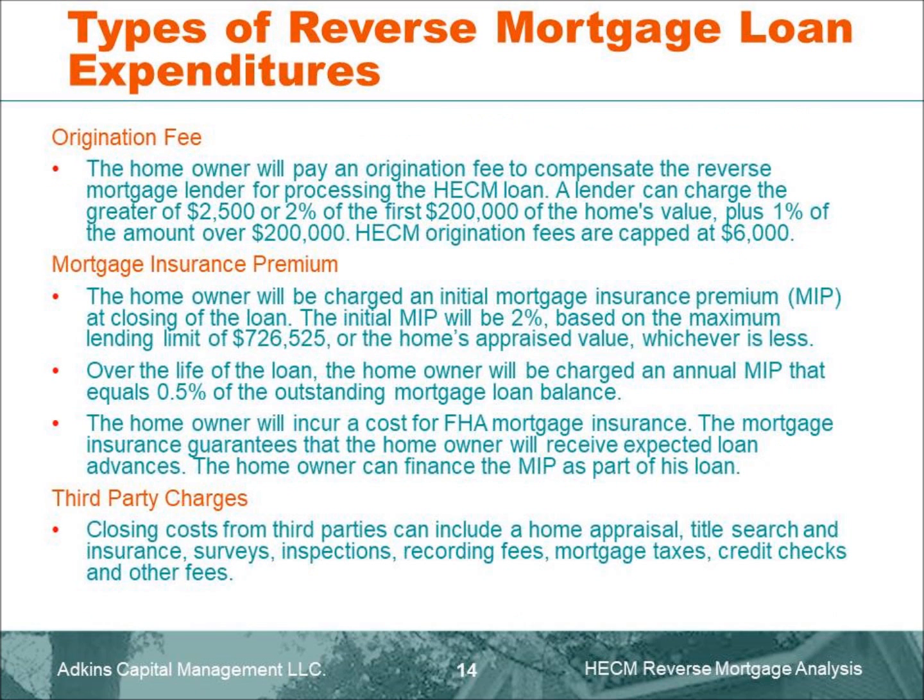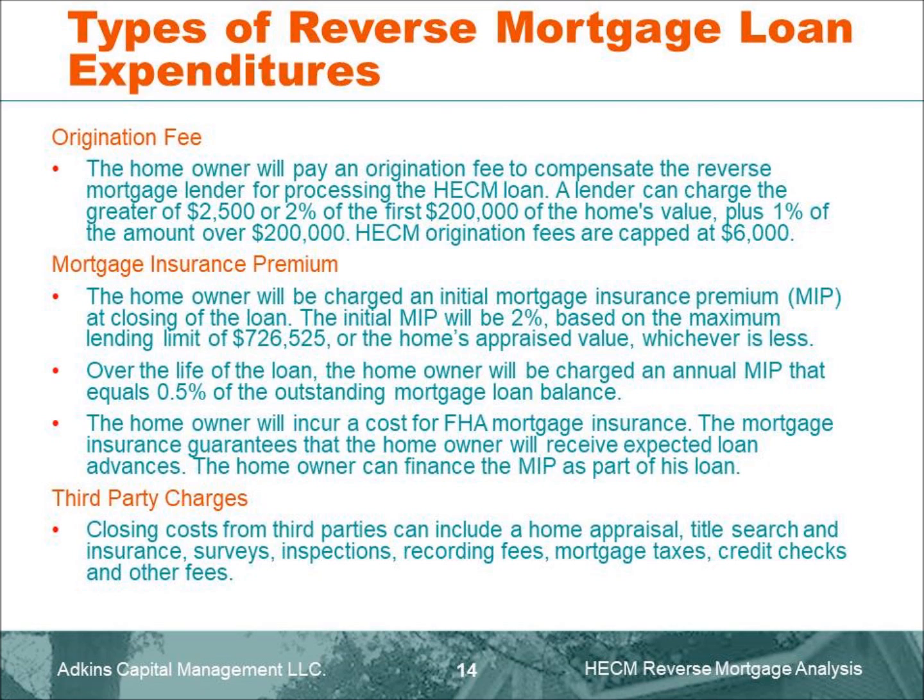The first type of reverse mortgage loan expenditure is the origination fee. The homeowner will pay an origination fee to compensate the reverse mortgage lender for processing the HECM loan. A lender can charge the greater of $2,500 or 2% of the first $200,000 of the home's value, plus 1% of the amount over $200,000.